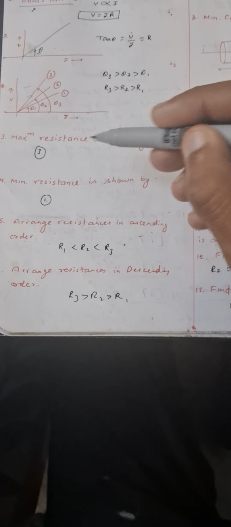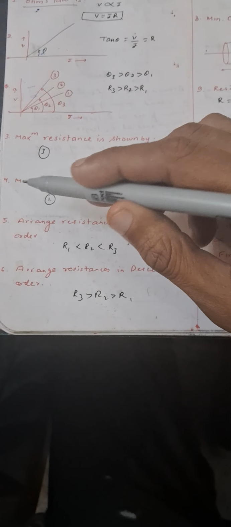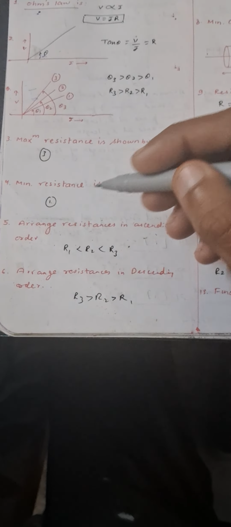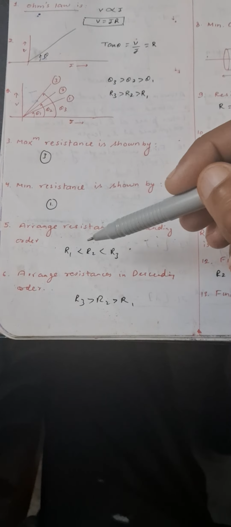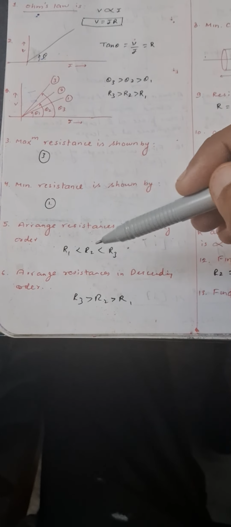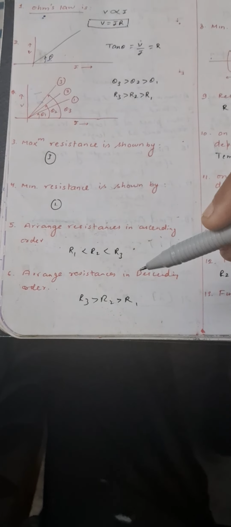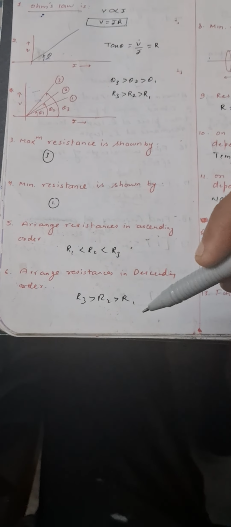The next question is maximum resistance is shown by, the maximum resistance is shown by graph 3. Next is minimum resistance is shown by, so minimum resistance is shown by graph 1. Next is arrange resistances in ascending order. So we can say that R3 is greatest, R1 is least. So the order will be R1 less than R2 less than R3. Next is arrange resistances in descending order. So we can say that R3 is greater than R2 greater than R1.